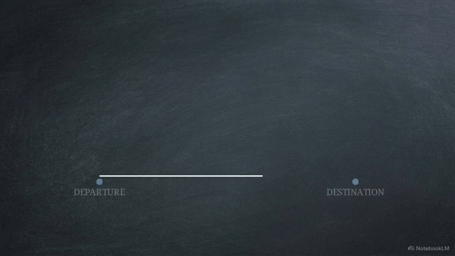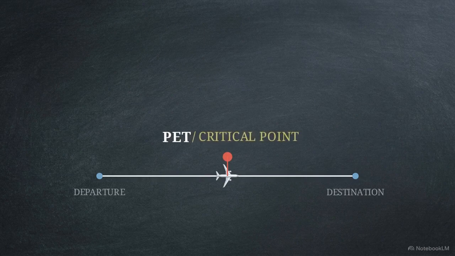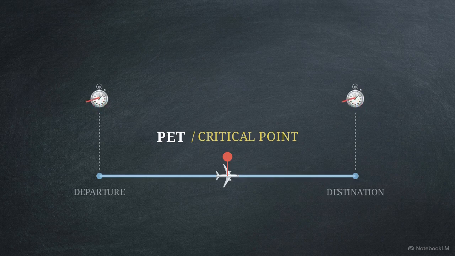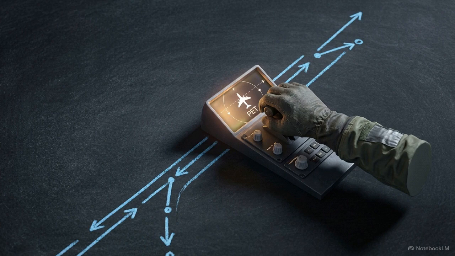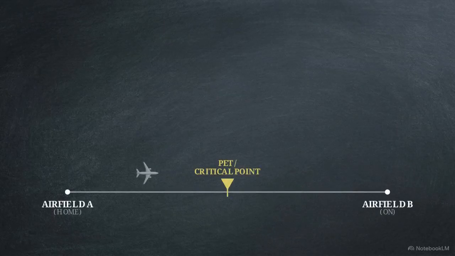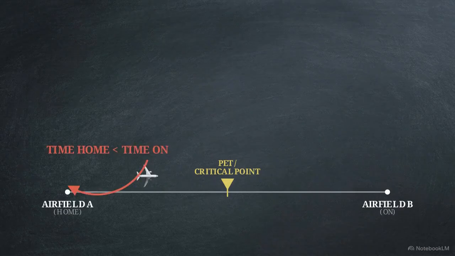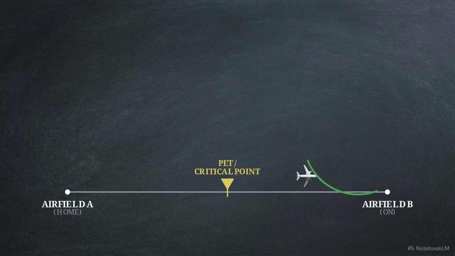This introduces a specific flight planning requirement, the point of equal time, or PET. Often called the critical point, this is the exact location along the track where the flying time to either the departure or the destination airfield is identical. The critical point dictates a binary decision for the flight crew. If an emergency occurs before crossing this coordinate, returning is the faster option. If the emergency occurs after, the aircraft pushes forward.